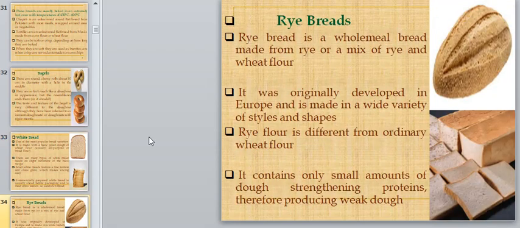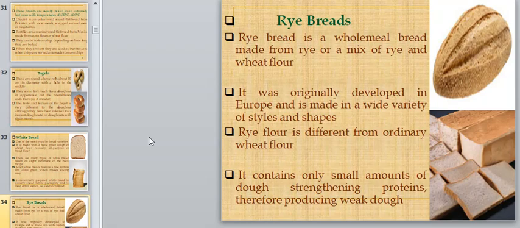Another type is rye breads. It's a wholemeal bread that we make from rye, or from a mixture of rye and wheat flour. It was originally developed in Europe and is made in a wide variety of styles and shapes. It depends upon the industry how it produces it, and also upon the customer requirements.